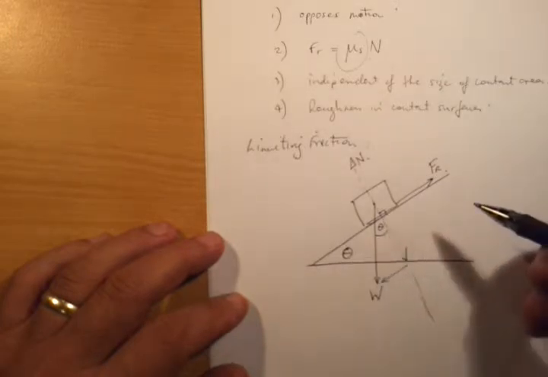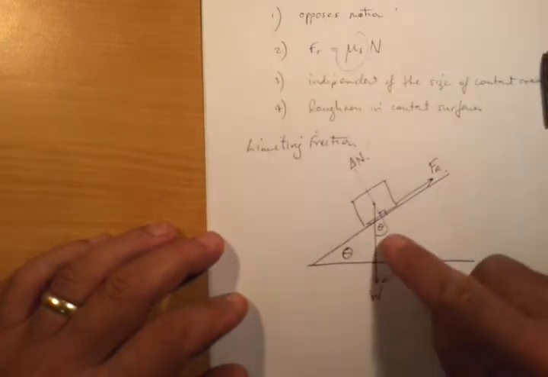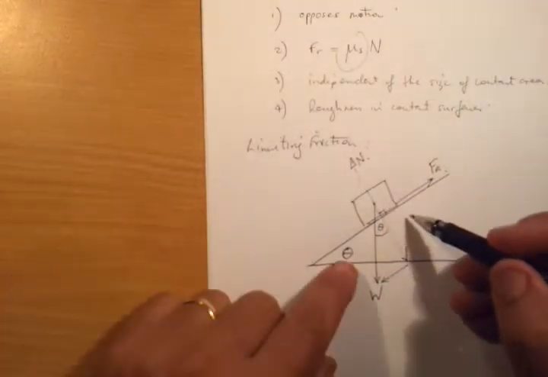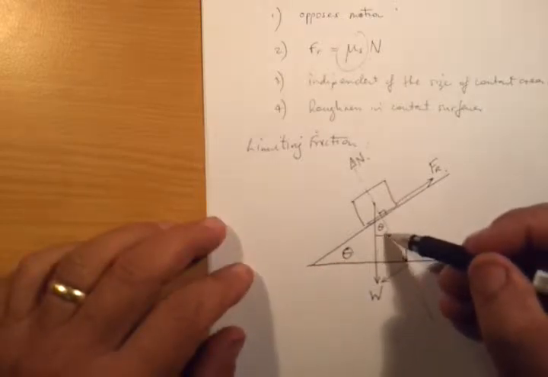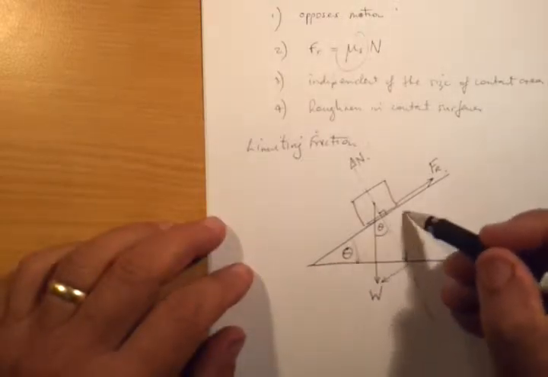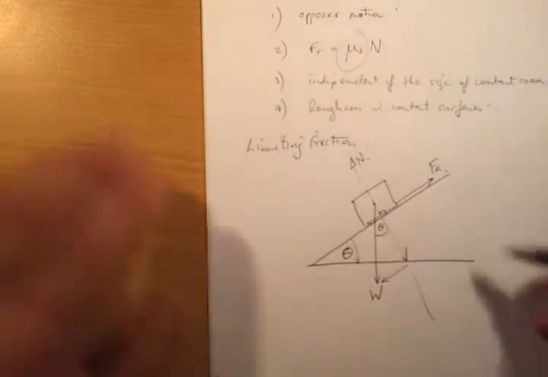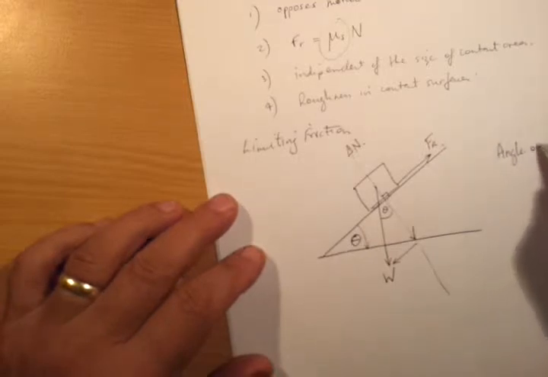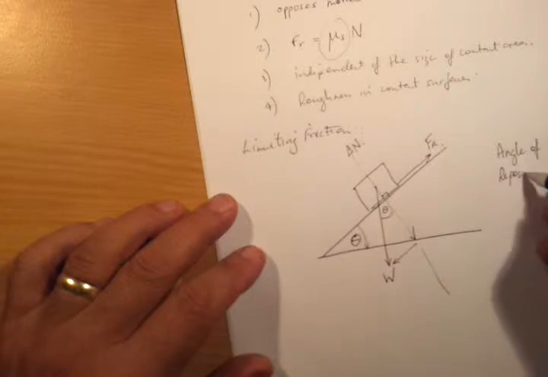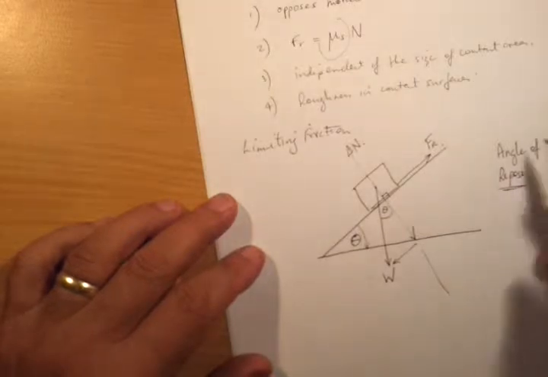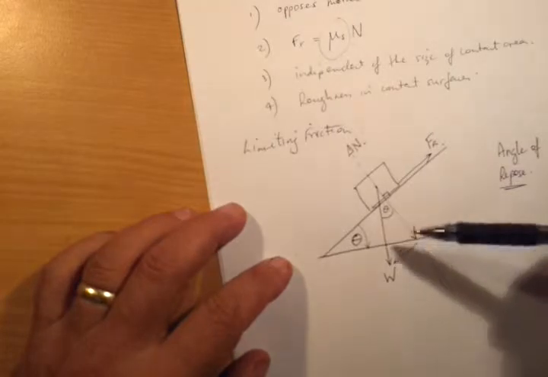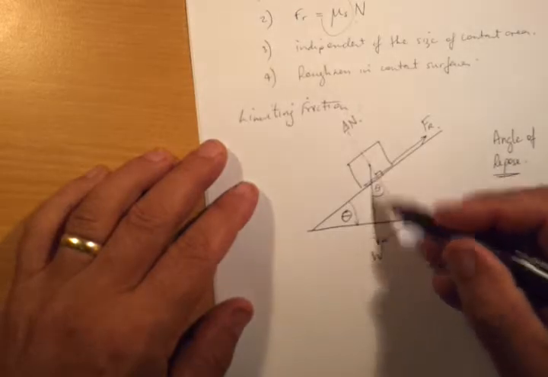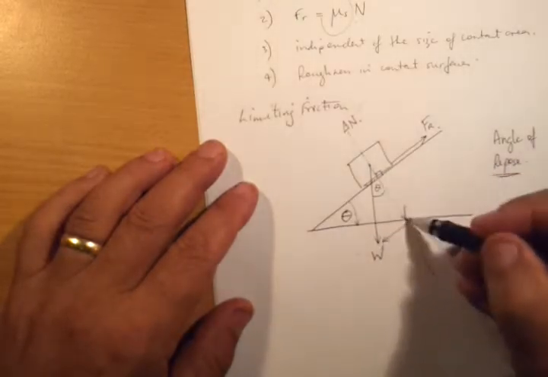So these two angles being the same, this particular angle here is significant because when the object is just about to reach its point of movement as theta increases, this angle here, the angle at which the object is just about to move, is called the angle of repose. So it's the angle at which a plane has to be lifted up before the object will begin to slide on that plane.